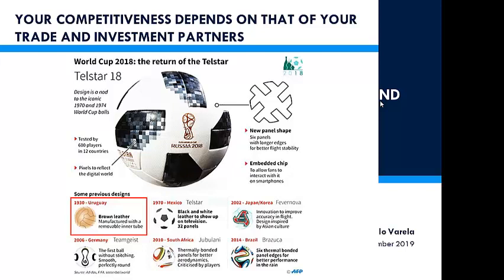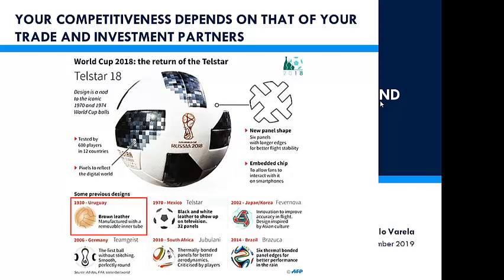And Adidas embeds a lot of knowledge into the Telstar. For example, there was a chip embedded so that the football fans could follow the speed of the ball, et cetera, on their mobile phones. Well, that is knowledge that needs to be handled by producers of footballs here in Pakistan, right? So your competitiveness will depend on the competitiveness of your partner. So you're interested in your partner doing better, because if your partner does better, you'll do better.